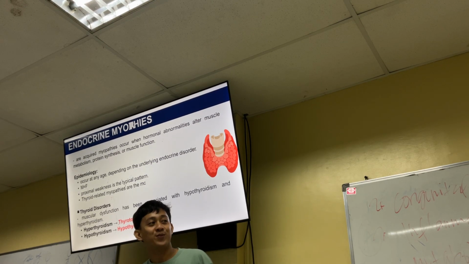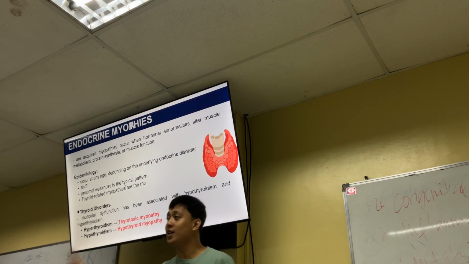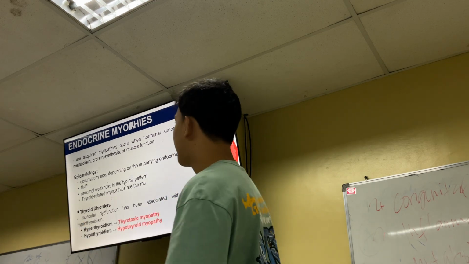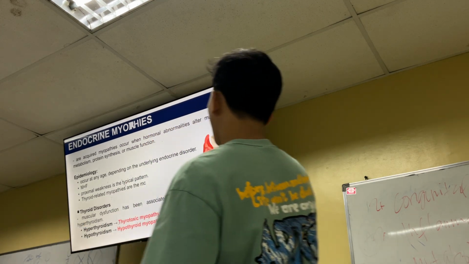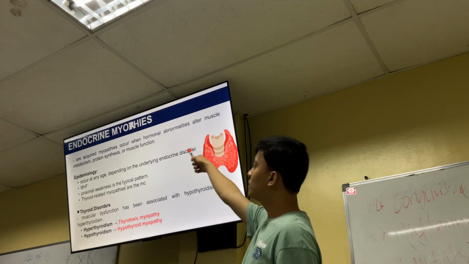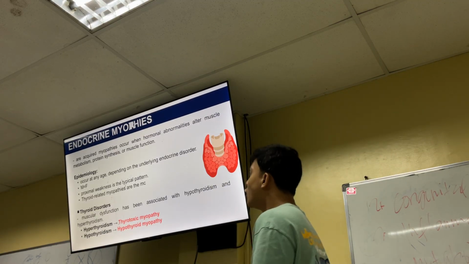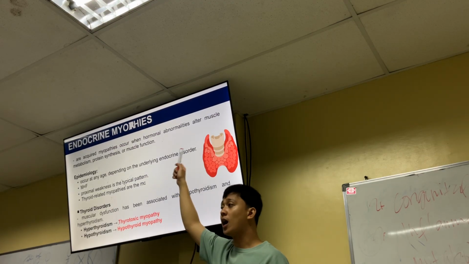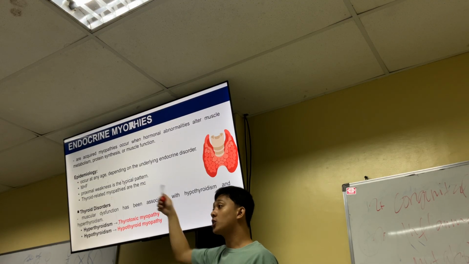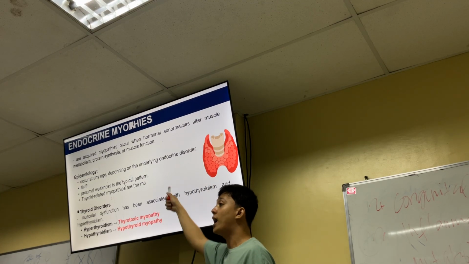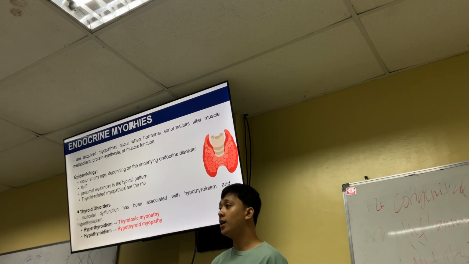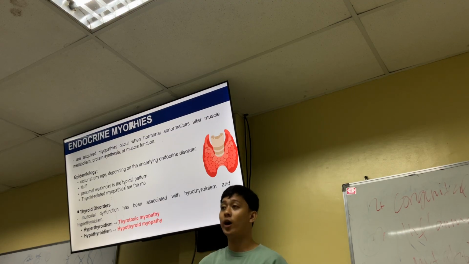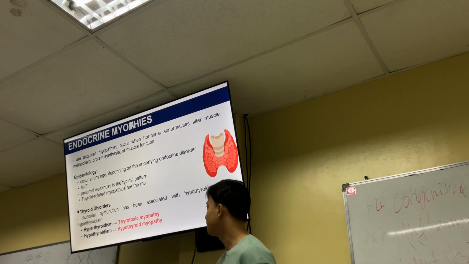And also your endocrine myopathies. Usually for endocrine myopathies, the example is your thyroid, which is the most commonly affected. Endocrine myopathies occur when hormonal abnormalities alter muscle metabolism, protein synthesis, and muscle function. They can occur at any age depending on the underlying endocrine disorder, and are usually a complication of another endocrine disorder, since this falls under acquired myopathy. The patient has a diagnosis of an endocrine disorder and acquires an endocrine myopathy.